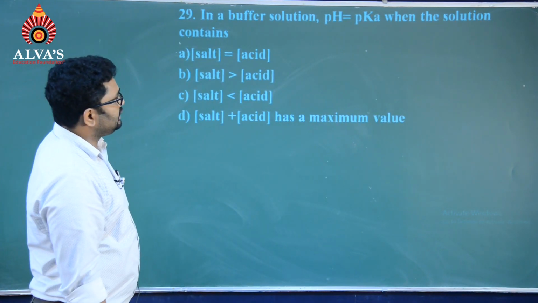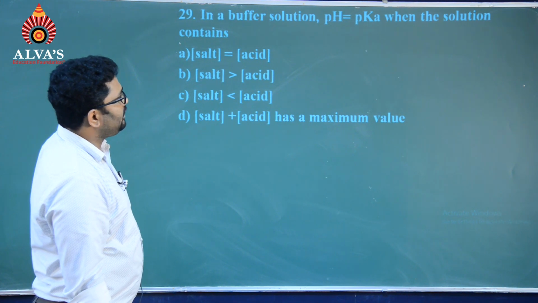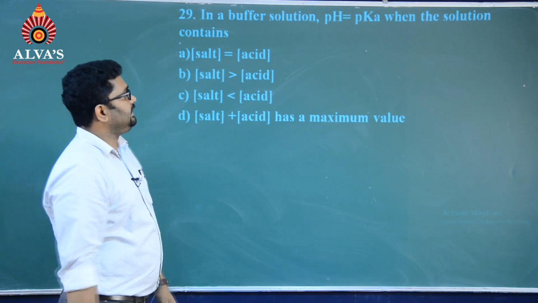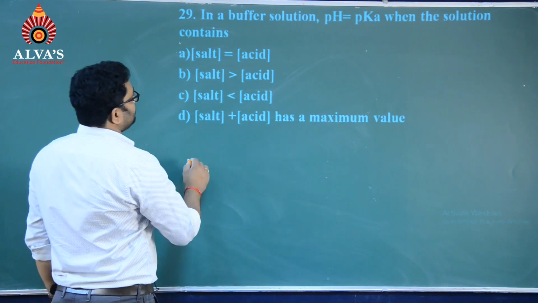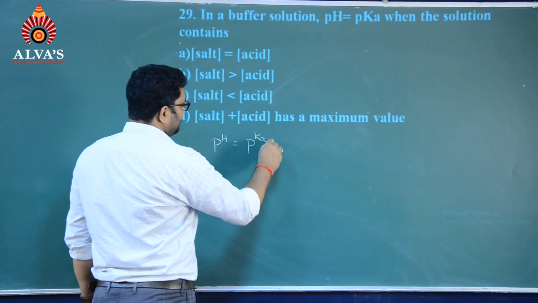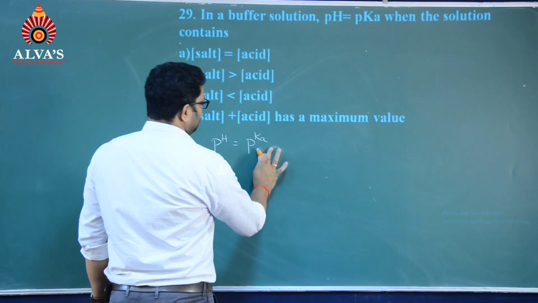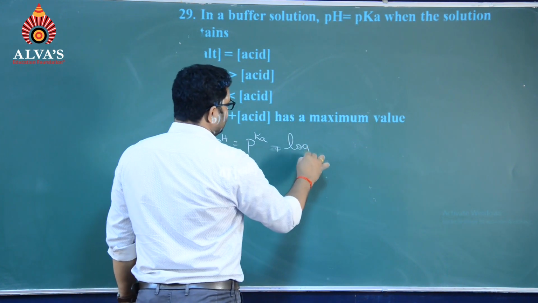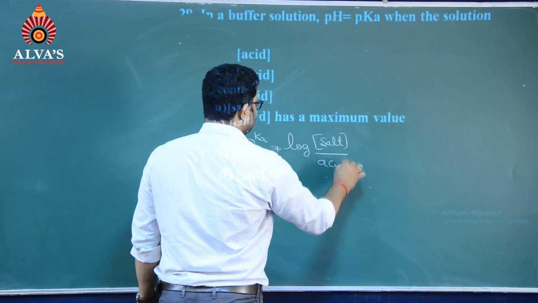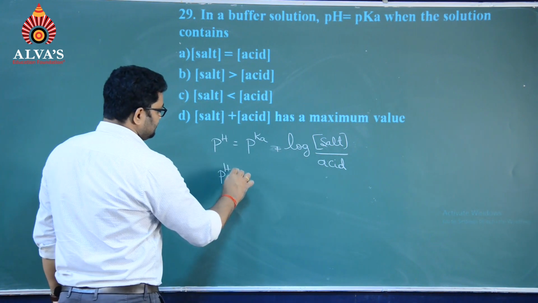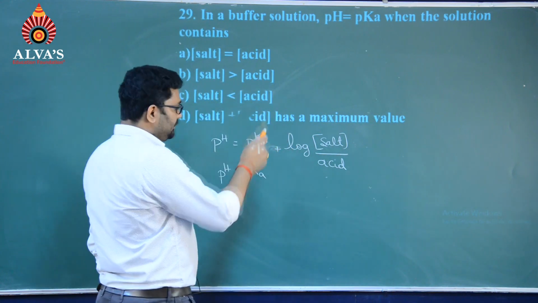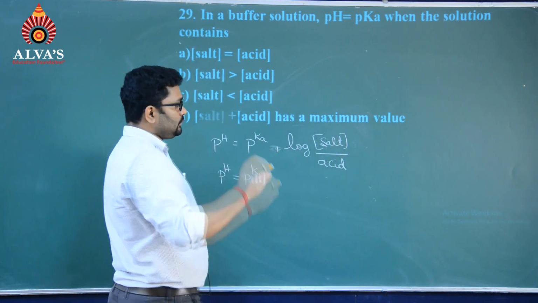Question number 29. In a buffer solution, the pH is pKa when the solution contains. When it happens, pH is nothing but equal to pKa. Now, for buffer solution, pH is nothing but pKa plus log salt by acid. Now the condition is pH must be equal to pKa. When it happens, it means this value becomes 0.